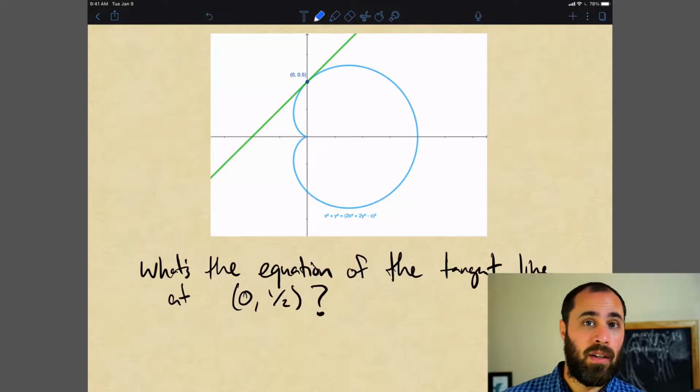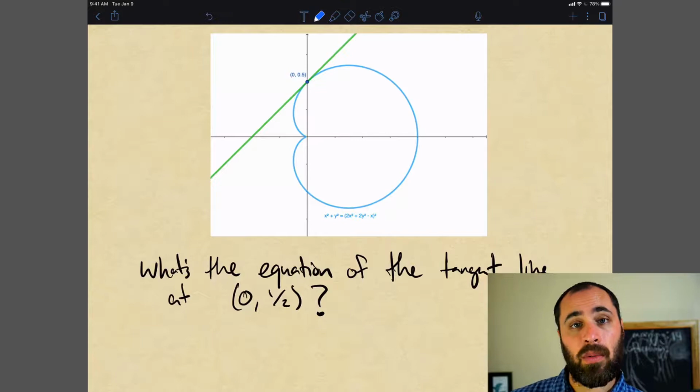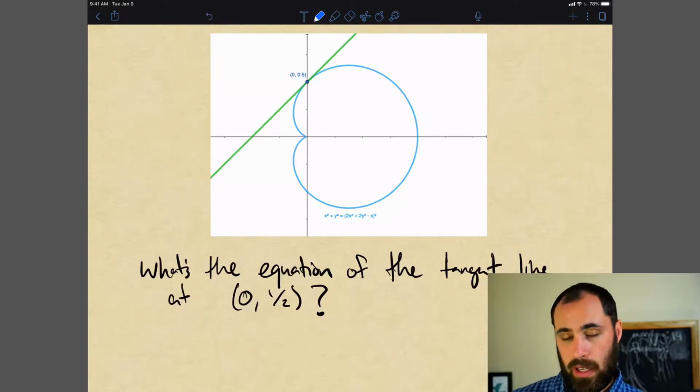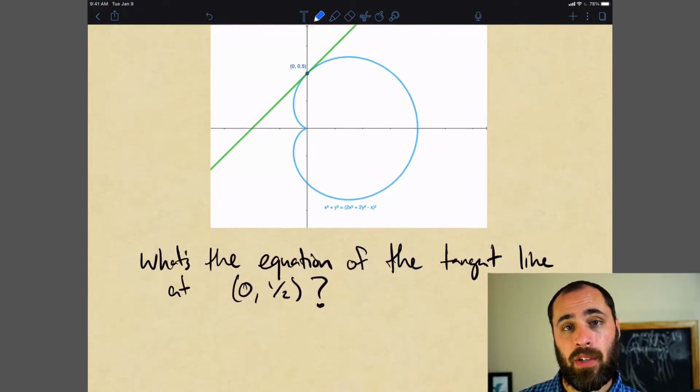Now, this is not an explicitly defined function. It doesn't pass the vertical line test. We couldn't write it in the form y equals. But we can still ask about the slope of the tangent line or the equation of the tangent line. And that's exactly what I want to do here. I want to know what's the equation of that tangent line.